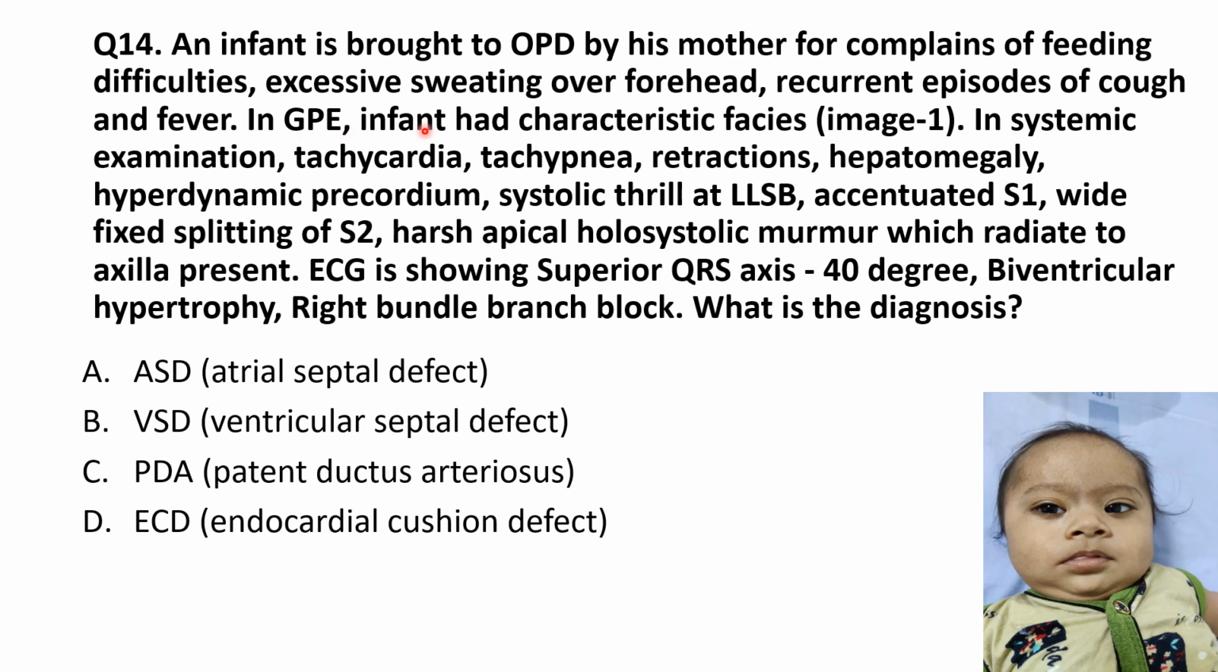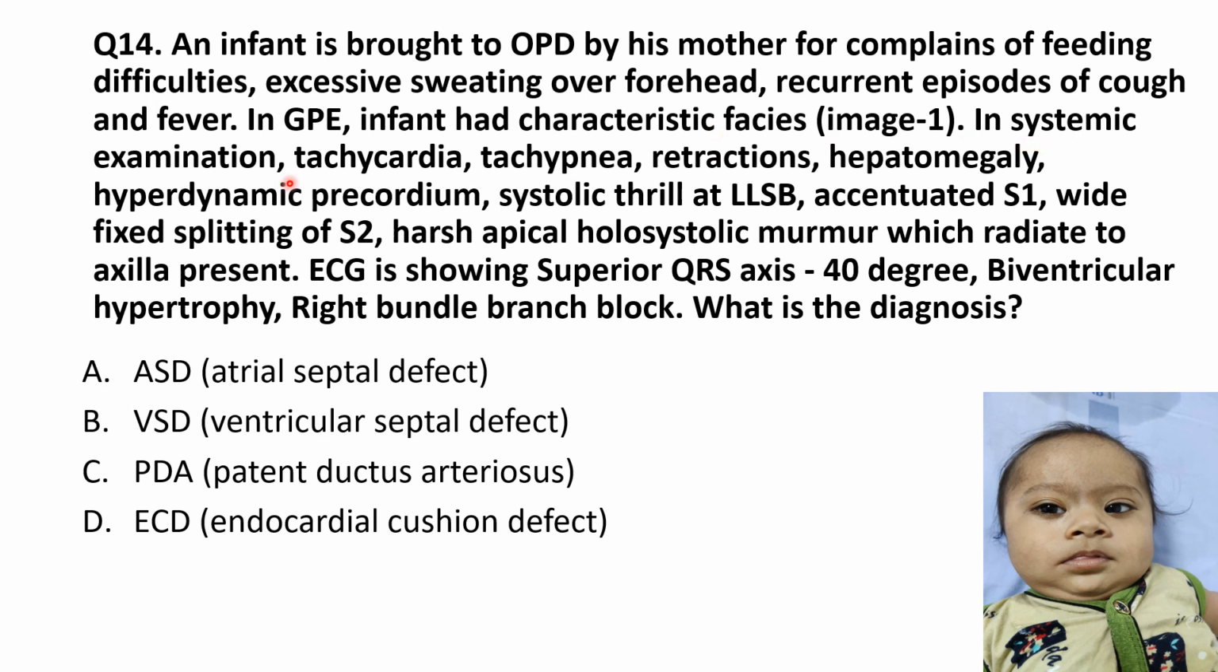Now in the general physical examination, the infant had characteristic facies. Here in this image you can see upward slanting of the eyes, mongoloid slant, flat nasal bridge, open mouth, protruded tongue, short neck, and moon-like facies. This is characteristically seen in Down syndrome. So the patient has Down syndrome with acyanotic congenital heart disease.